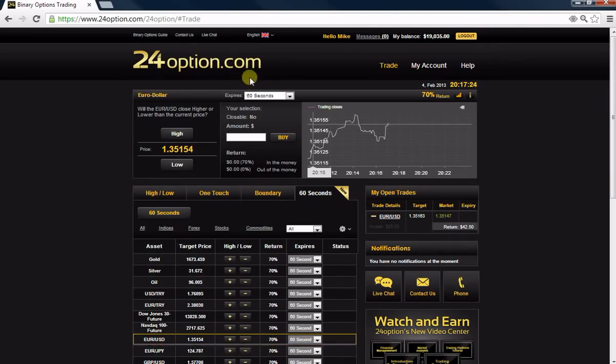So this one allows you a little bit more flexibility. Again, we're going to go to the Euro US dollar. We're already open on the Euro US dollar. Let's just take a look at our balance, $19,035.